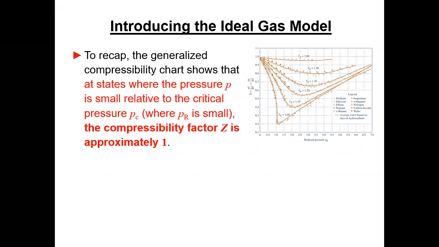And so just to recap, the compressibility chart that we're showing over there on the right shows that at some states where the pressure is relatively small in relation to the critical pressure, so that makes the reduced pressure P sub R small, then the compressibility factor Z is approximately 1. And bingo, the circled point up there shows the 0 pressure compressibility factor. And so then the ideal gas law works fine without this Z, without any modification. So if Z is 1, then we don't have to worry about it.